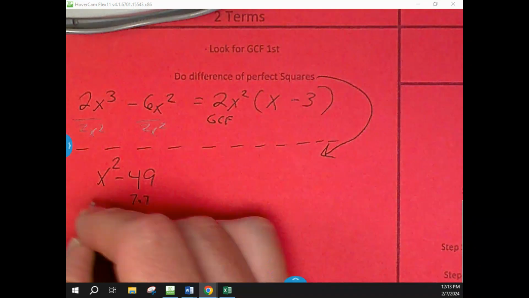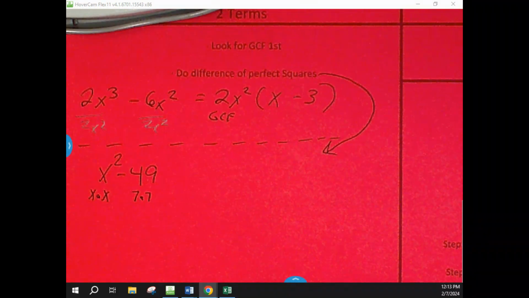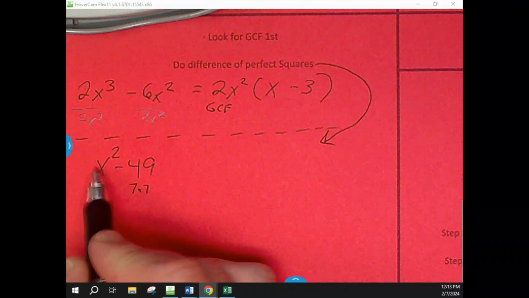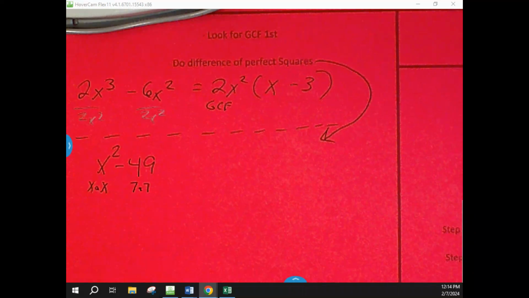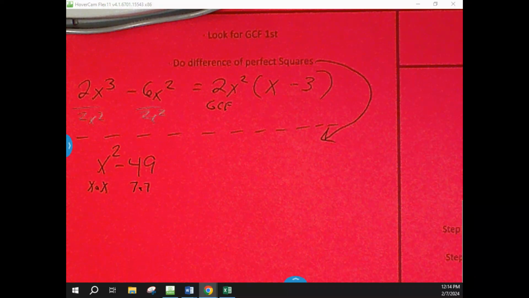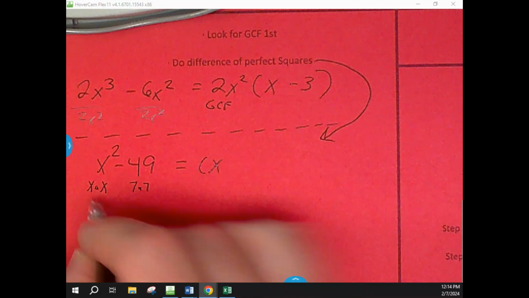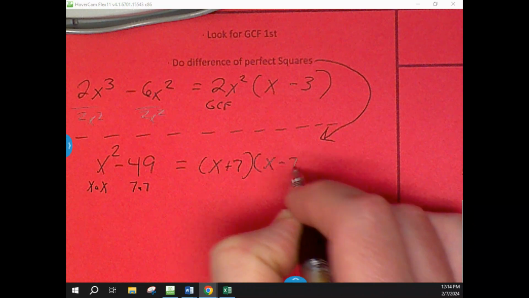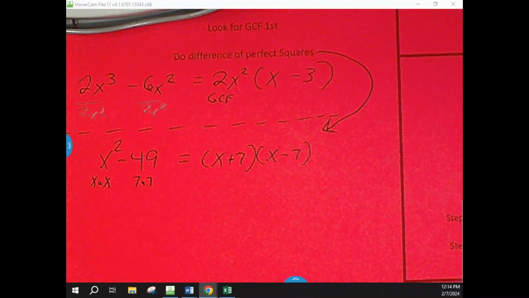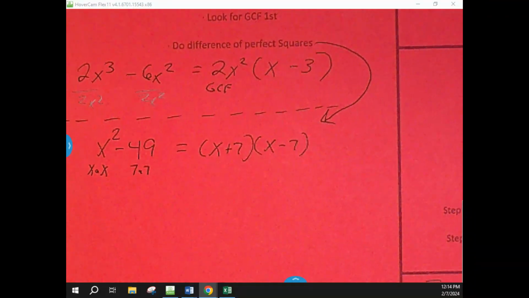If you've got x squared, that would be x times x. So when they talk about perfect squares, that's what you're looking for. It's going to be some variable squared, and you're going to have some number times some number. And it's always the same number times itself. So when you write these out, to make this a negative 49, all you're going to do is put x plus one of these numbers and x minus one of the other numbers. And usually people ask, what else? That's it. That's all you do.